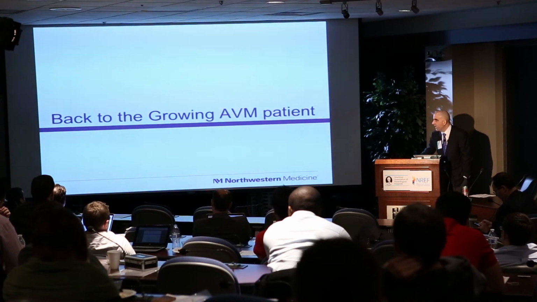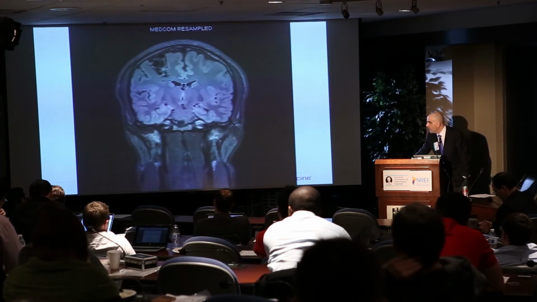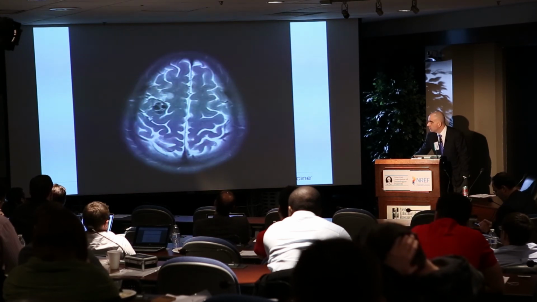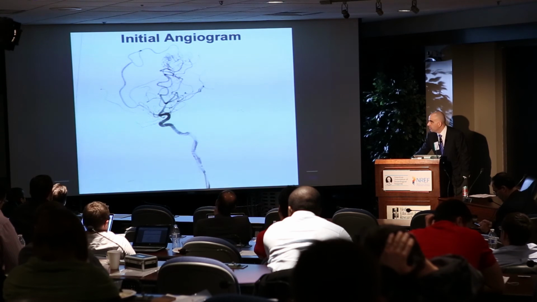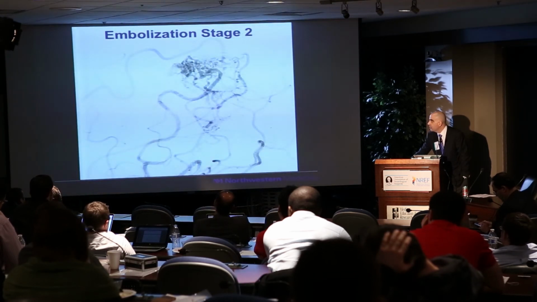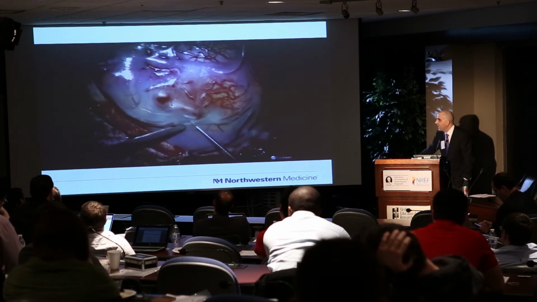I'm just going to show two more cases. This is back to that growing 18-year-old with this premotor AVM. Here's the pre-op angiogram. We did one-stage embolization prior to two-stage embolization to dry it up, only because it was close to motor cortex. And here it is at surgery.